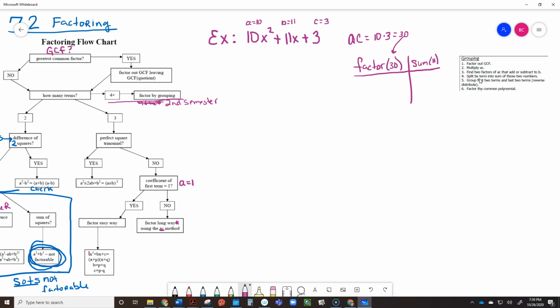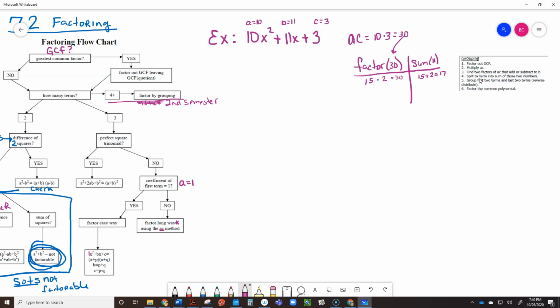But because we have this 10 up here, we have to do the AC method, and the AC method says multiply A times C, and we're going to find factors of 30. Numbers that multiply together give me 30. Let's say 15 times 2, and it is a positive 30 because a positive 10 times a positive 3 is a positive 30. Those multiply together to give me 30, and they're going to add, 15 plus 2, to give me 17. So that's not what I need. I want them to add together to be 11.